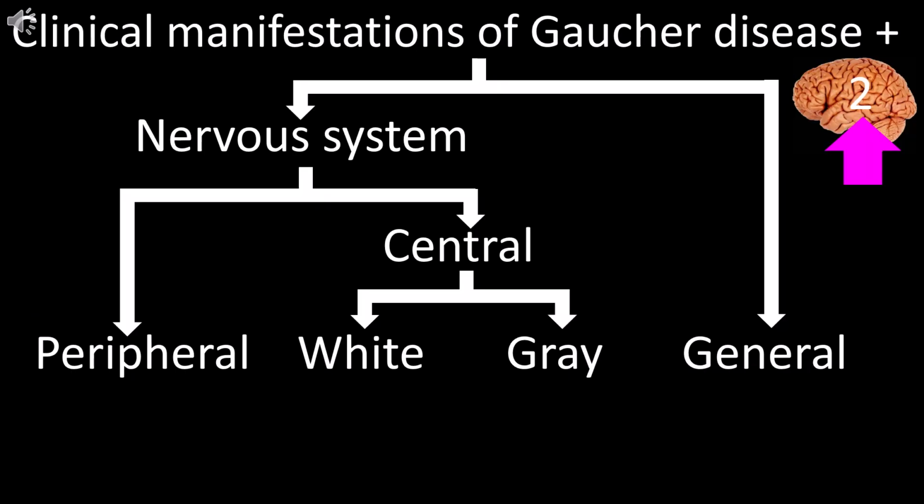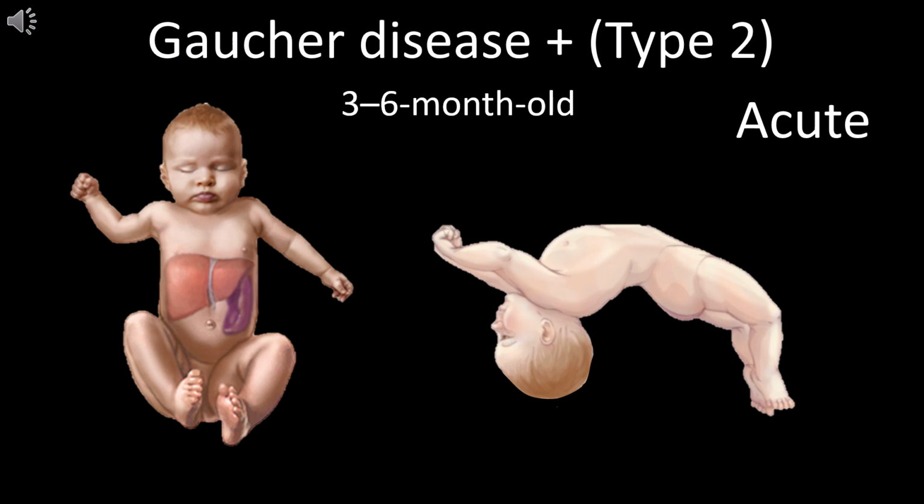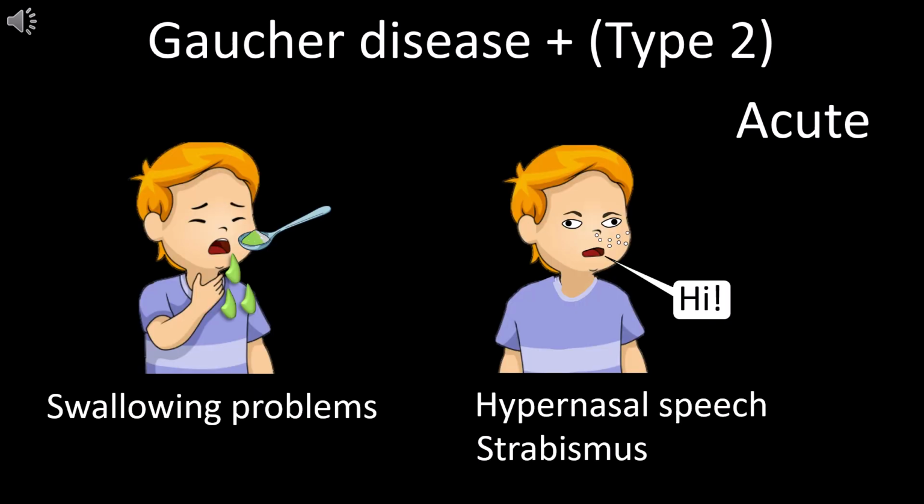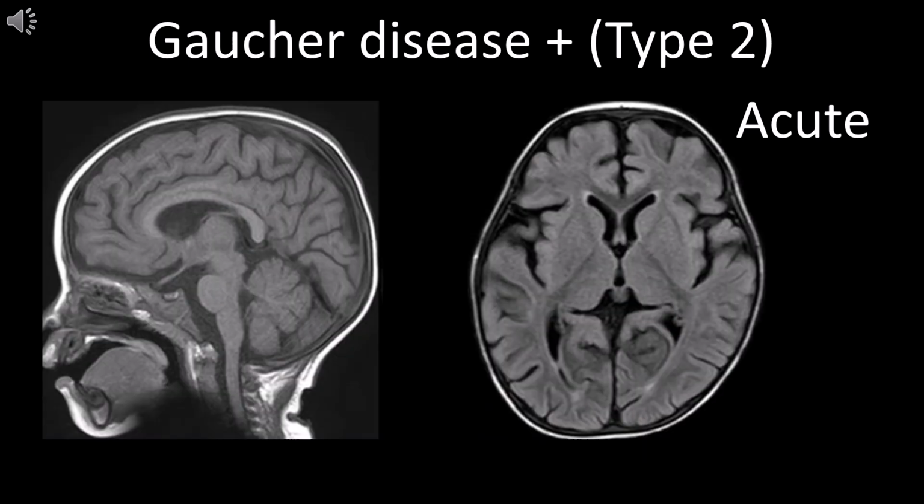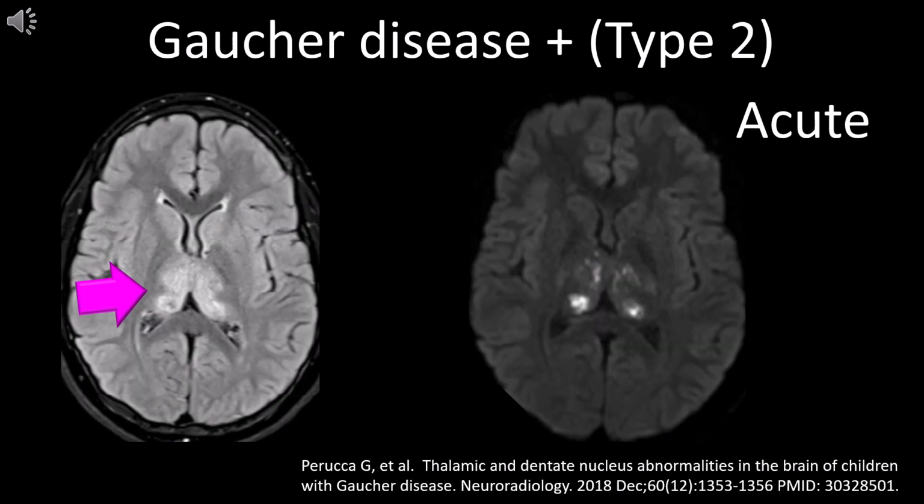Those with type 2 show signs of white matter disease, mainly affecting the brain, signs of gray CNS matter disease, and general findings. Type 2 salient neurological manifestations may present during the first months of life with hepatosplenomegaly and opisthotonus, or present later with signs of brainstem dysfunction, such as swallowing difficulties, hypernasal voice, and strabismus. MRI of the brain in the acute form may show evidence of brainstem and cortical atrophy and thalamic abnormality, maximal in the pulvinar nucleus.